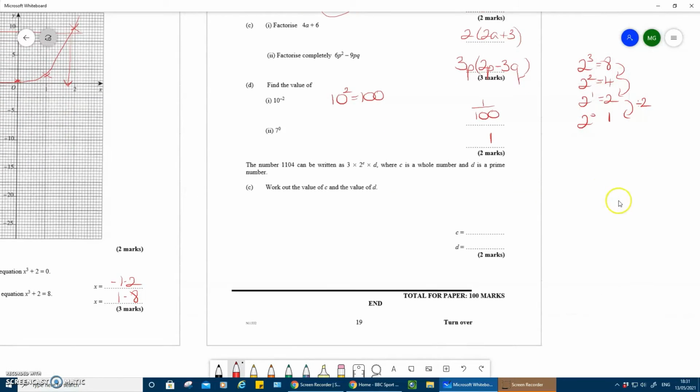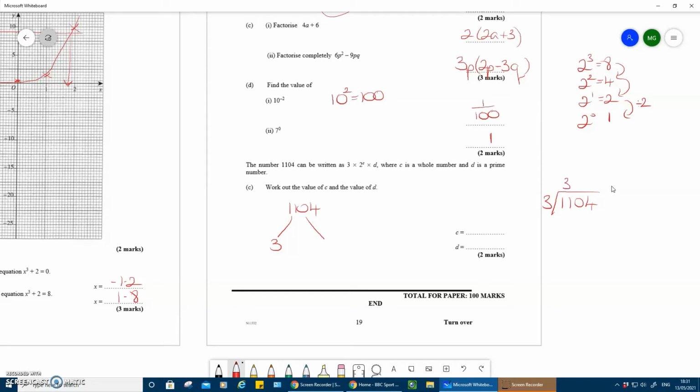And the last little bit, 1104 can be written as that. Work out the values C and D. So this is in effect a prime factor tree. So 1104, we know it's 3 times something. So how many 3's in 1104? Let's just work it out over here.